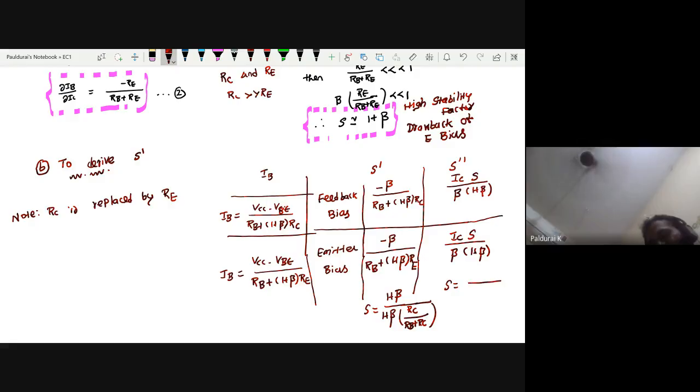So here S equals 1 plus beta divided by 1 plus beta times, this time, RE divided by RB plus RE. Okay, please make a note, it's very important.